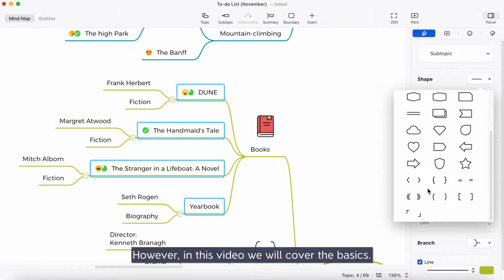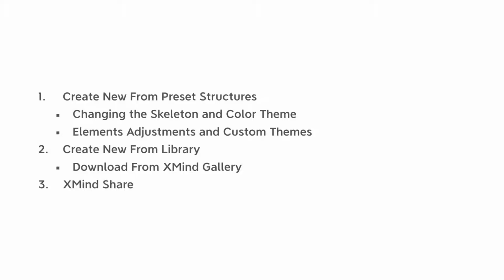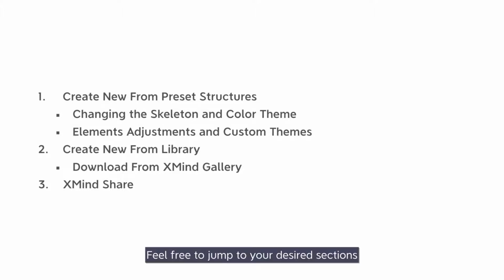However, in this video, we'll cover the basics. We'll go over things like how to create a new mind map, how to make adjustments to the elements, and how to customize your own themes. Also, how to create new files from the library or from the XMind Gallery. Lastly, we'll go over using the XMind Share feature to generate a downloadable and shareable link to your files. Feel free to jump to your desired sections of this video with timestamps in the description box.